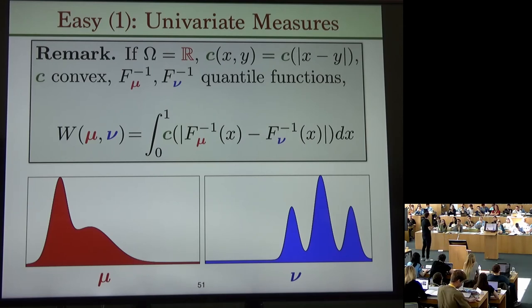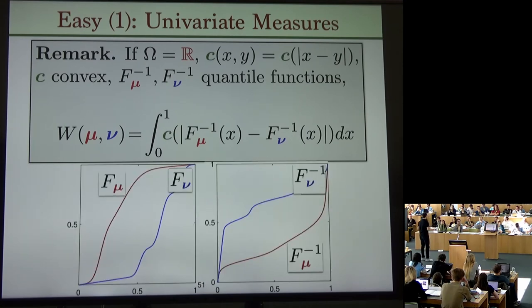There are many ways you can represent a density. One of them is through the cumulative distribution function, the CDF. You're just integrating the density between minus infinity and x, and that gives you the CDF at x. If the density is well behaved, there is another way to represent the very same thing.